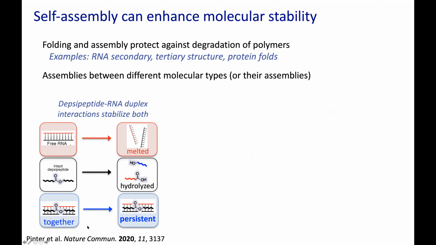And this is a really nice example from the recent literature earlier this year with deoxypeptide RNA duplex combinations, where you have a free RNA duplex, and under the conditions of this experiment, it's not stable and it will melt into the two individual strands. There's an intact deoxypeptide, and under the conditions of the experiment, it's not stable and it's going to hydrolyze. And so those are both unstable, but when they get together, they bind. And that complex of the two types of molecules is stable and persists in solution. This is not unique to RNA duplexes and deoxypeptides.